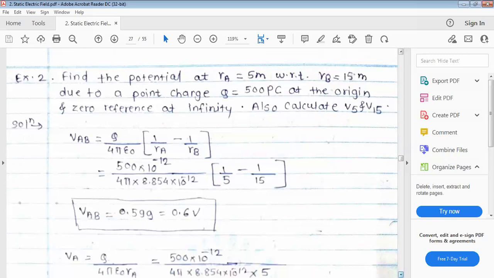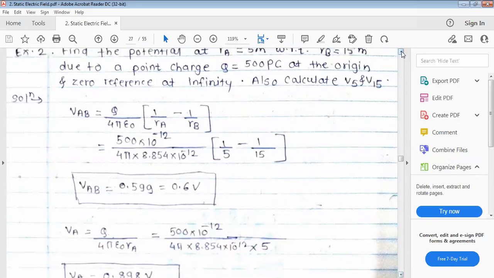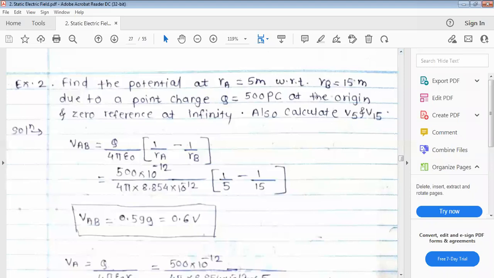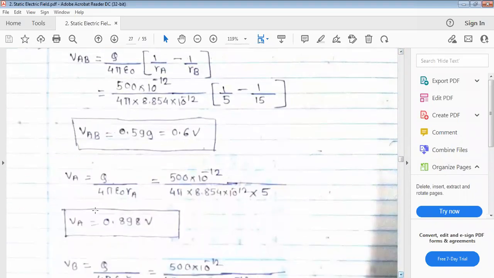Okay, 0.599, which is approximately 0.6 volts. Then we have to calculate VA and VB. VA means what? How much potential is at point A, and how much potential is at point B. Okay, so at these distances we have to find the potential.